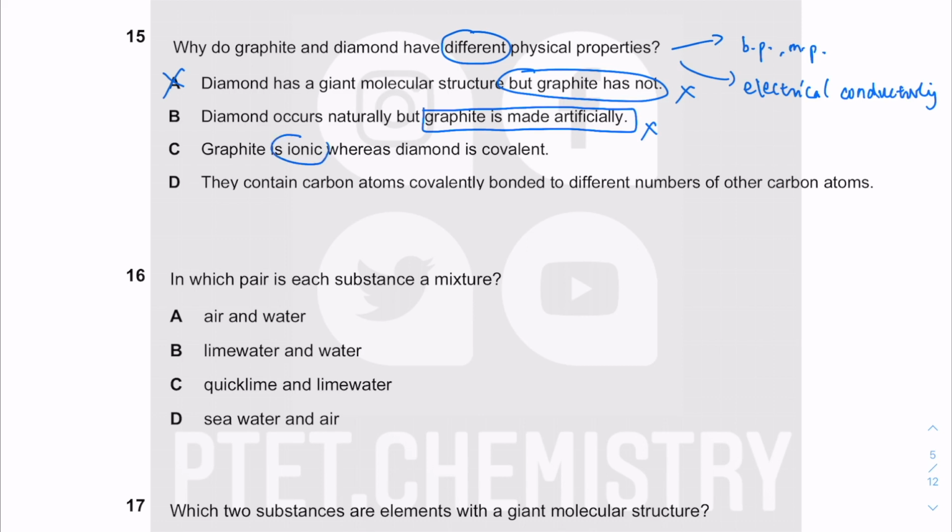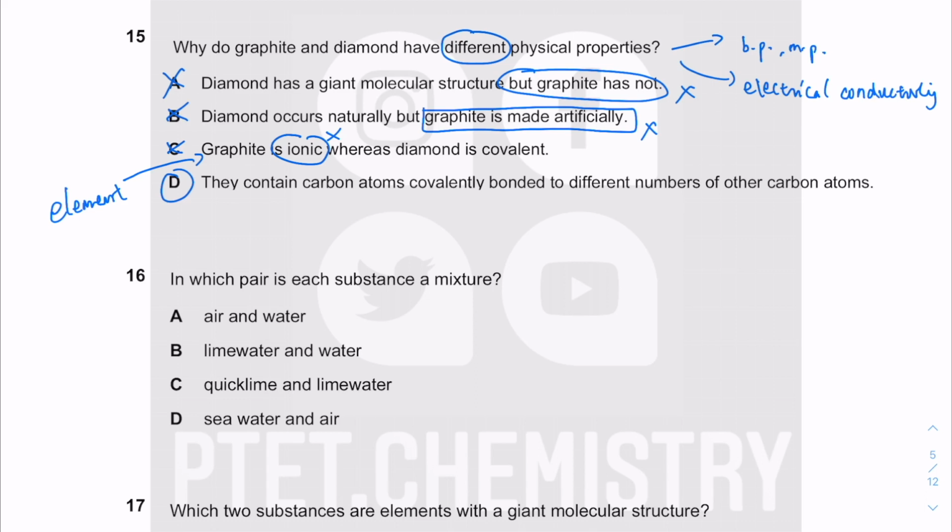Graphite is ionic. Straight away that is wrong. Ionic bonding exists in ionic compounds. Graphite is an element that only contains carbon atoms, and ionic bonding only exists in ionic compounds. Therefore this is not a compound. All right, so C is definitely out, which means the answer must be D.